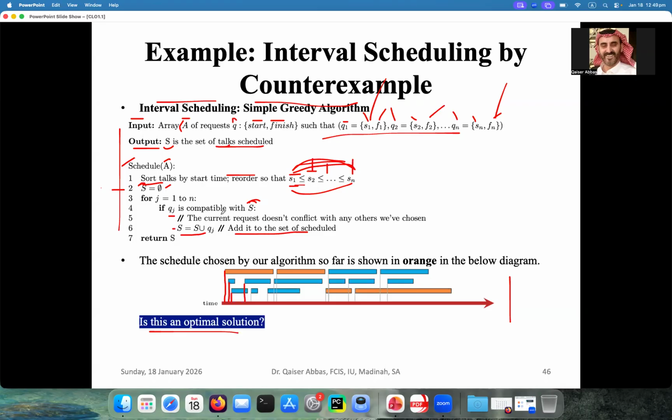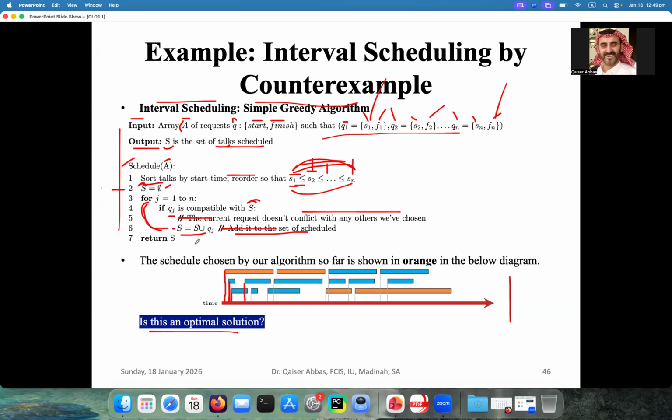And compatibility means what? Current request does not conflict with any others. Anyhow, this is a comment, okay? Not needed in the algorithm. So after this, you can see something. And then you will go back again, J is equal to 2, and then Q2 is compatible with S. Then you will say this is Q2. Compatible? No, because the previous is running. Not compatible. Then you will come here. This if is false, and then you will go again.